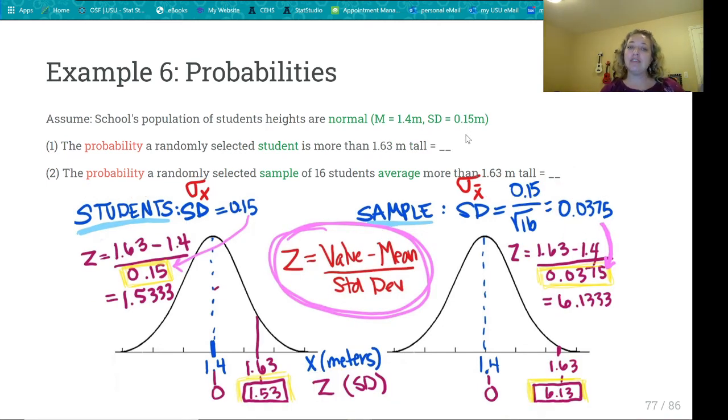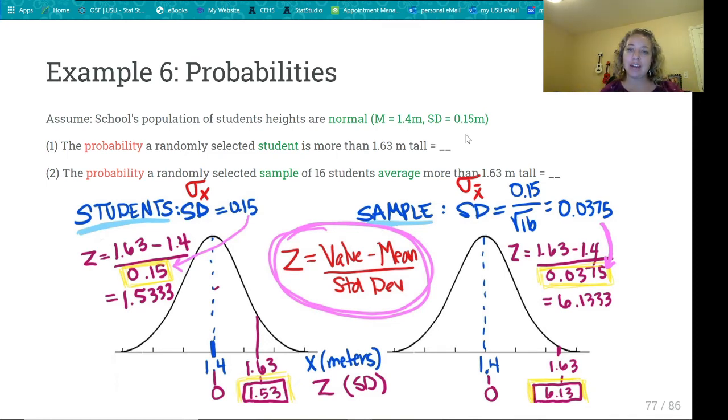If we're talking about an individual student, for the z-score we subtract the mean of 1.4, and we divide by the population sigma of 0.15. It's different when we're doing a sample because the standard deviation is no longer 0.15. It's smaller by a factor of the square root of 16. So we divide by 4, because the square root of 16 is 4. Even though both 1 and 2 have the same heights in meters, they have different z-scores. In number 1, our z-score is just over 1.5. But in number 2, our z-score is a whopping 6.